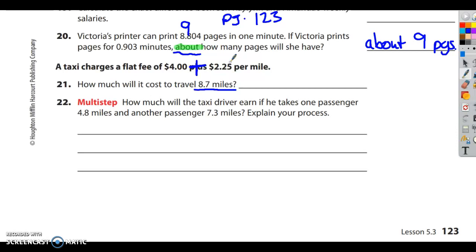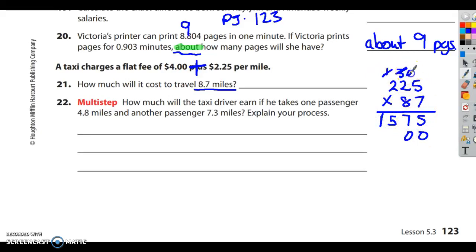So what I'm going to do off to the side here is I'm going to do 225, and I'm going to ignore my decimals. I'll worry about those later. Times 8.7. I'm going to multiply, change it to money, add the $4. 7 times 5 is 35. 7 times 2 is 14, plus 3 is 17. 7 times 2 is 14, plus 1 is 15. And I say 0 because I'm in the tens place.